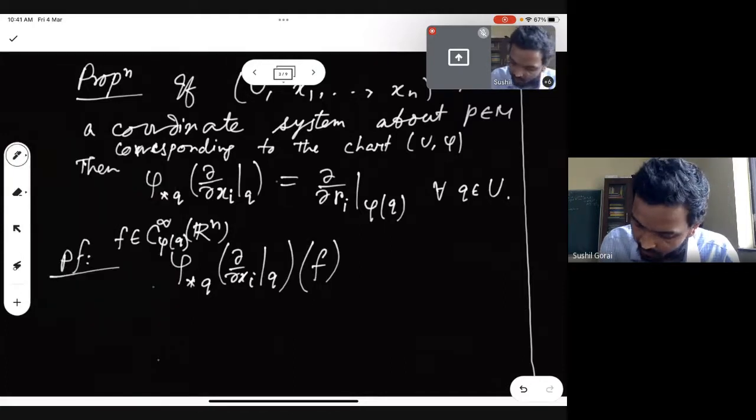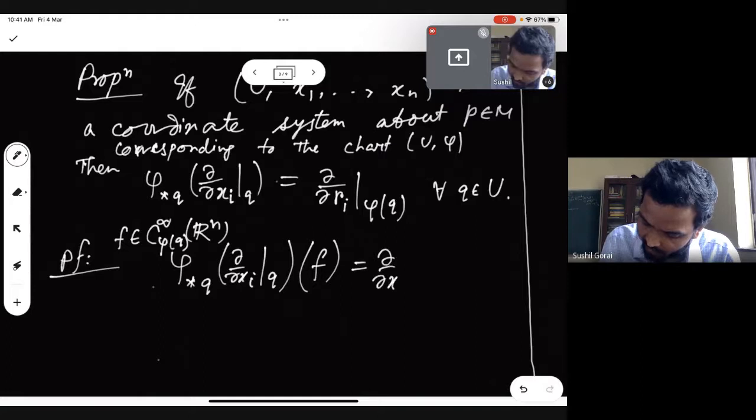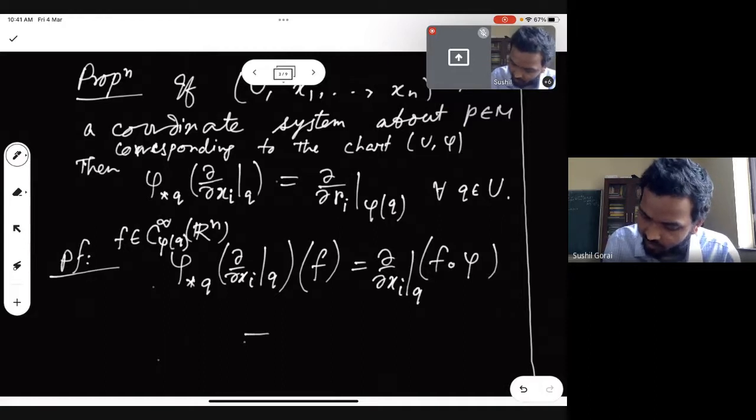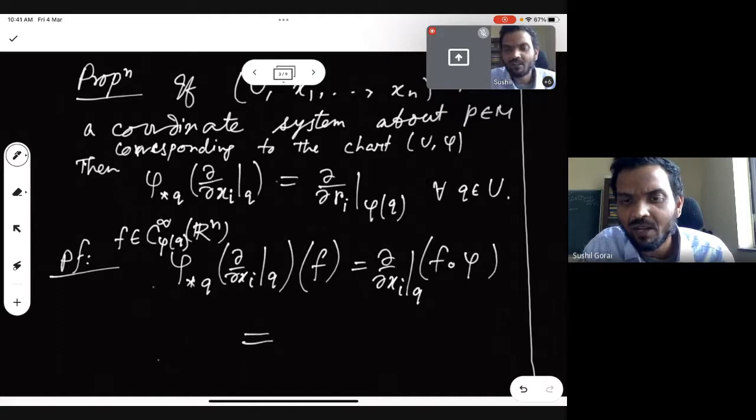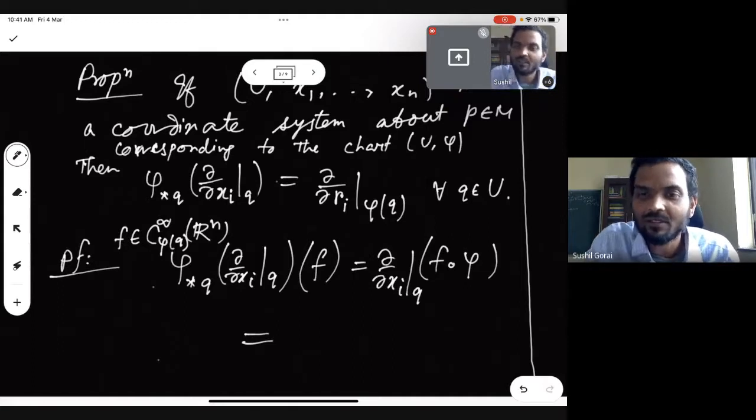Now this one is by definition del by del xi at q of f compose phi, right? Now what is the definition of del by del xi? xi is a coordinate on the manifold. So what is the definition?